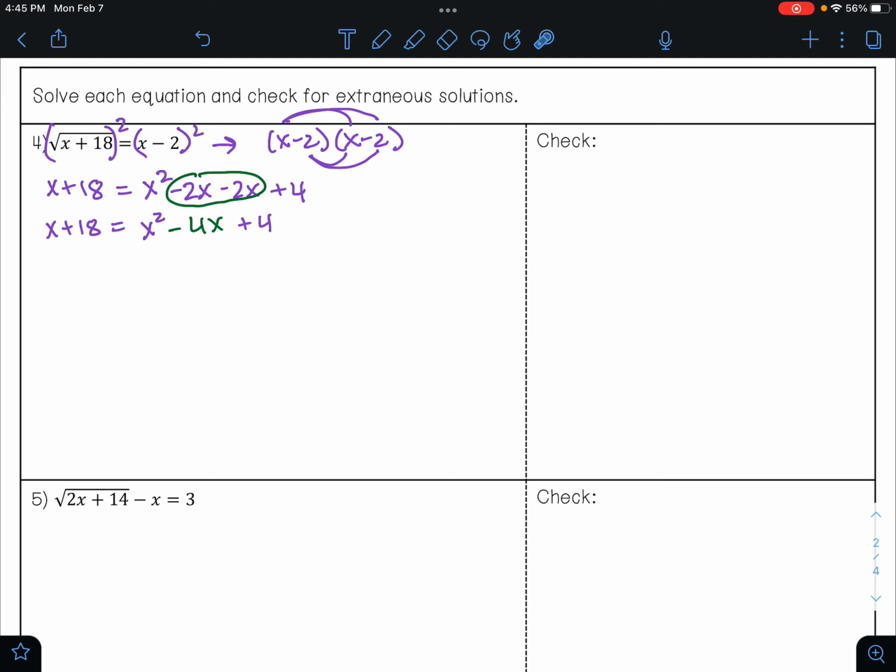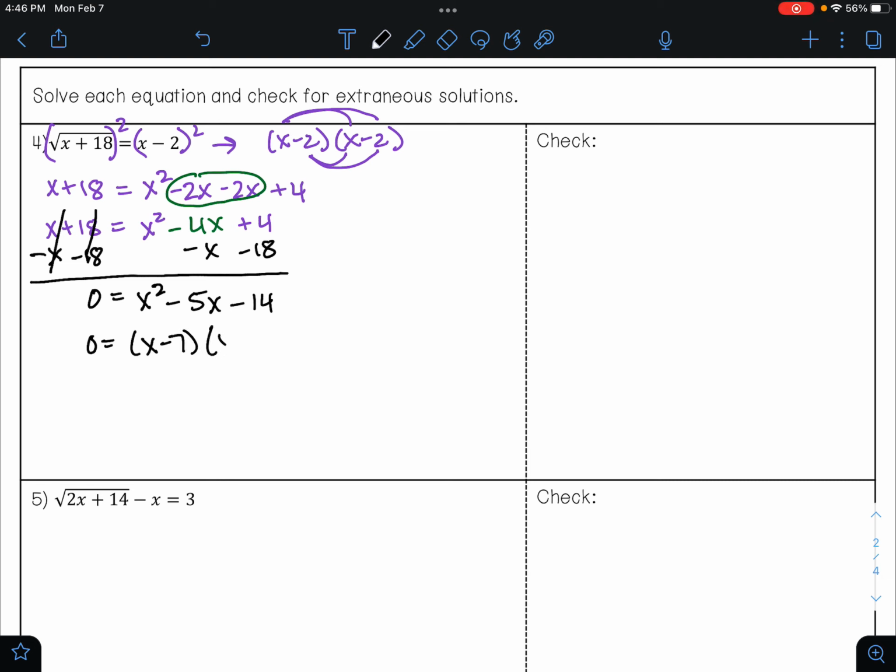To solve using either method, I need one side of my equation to equal 0. So I'm going to go ahead and subtract x from both sides and 18 to get the left side of my equation to be 0. So I'll have x squared minus 5x minus 14. This is factorable. I'll have x minus 7 times x plus 2 as my factors.